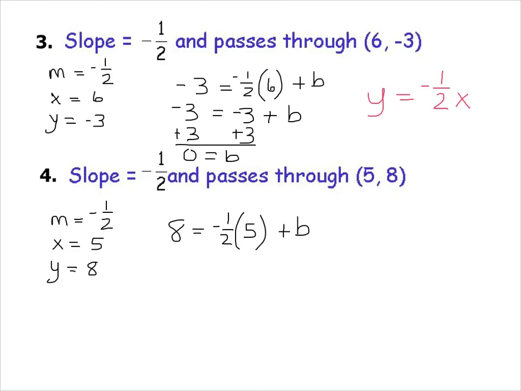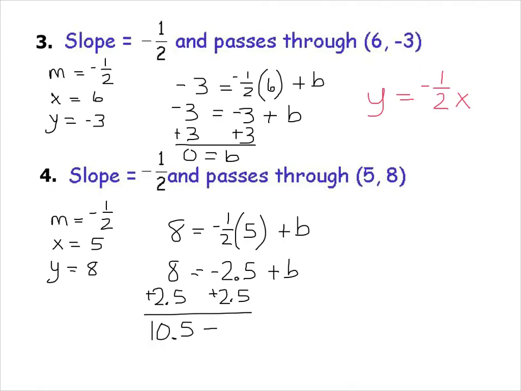All right, I went ahead and stated the variables, and I've plugged in my variables. So I'm going to say, what is 1/2 of 5? Well, that's 2.5, and it's also negative. And I'm going to take the -2.5 and add 2.5 to both sides. So that gives me 10.5 is equal to b.